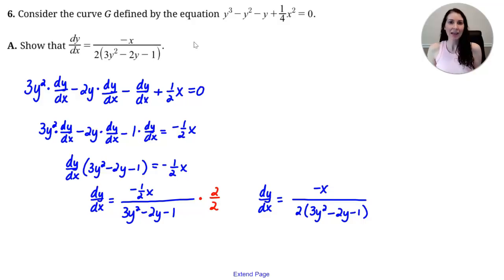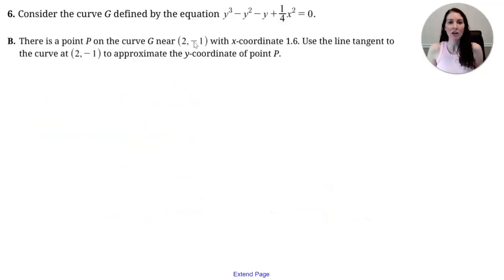Now, this derivative I am going to have to use for the next part, which says that there is a point P on the curve G near the point (2, -1) with x-coordinate 1.6. Use the line tangent to the curve at (2, -1) to approximate the y-coordinate of point P. In order to write the equation of a tangent line, I do need to know a point and a slope. The point is given, that's (2, -1). But now I need to use the slope from part A to find the slope.